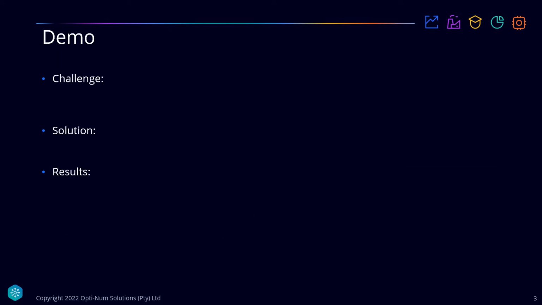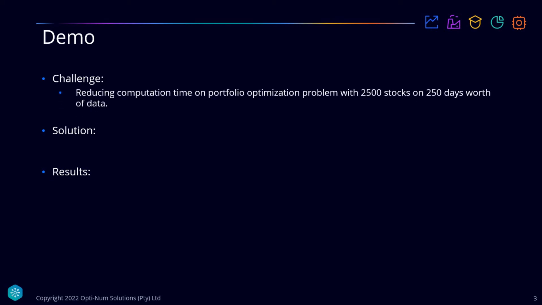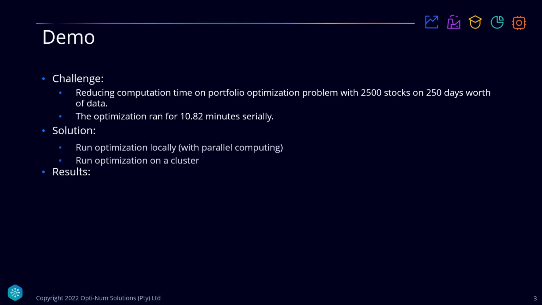We explore how to immediately speed up code using the parallel computing resources offered by MATLAB. The challenge is to reduce the computation time on a portfolio optimization problem with 2,500 stocks on 250 days worth of data. We are looking at an optimization that ran for 10 minutes and 50 seconds serially. We ran the optimization in MATLAB. We look at two approaches, parallel computing locally and onto a cluster.